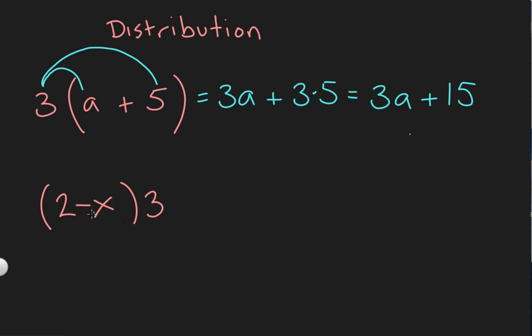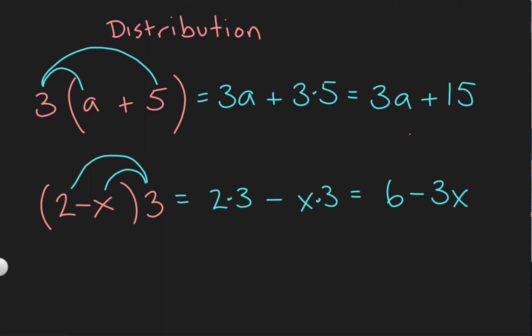Now this is still distribution, even though the number comes after the parentheses. We still do our rainbow from the multiplier. So in this case, we get 2 times 3 minus x times 3. So we get 6 minus 3x. So we're going to use both of those concepts when we deal with fractions in equations.